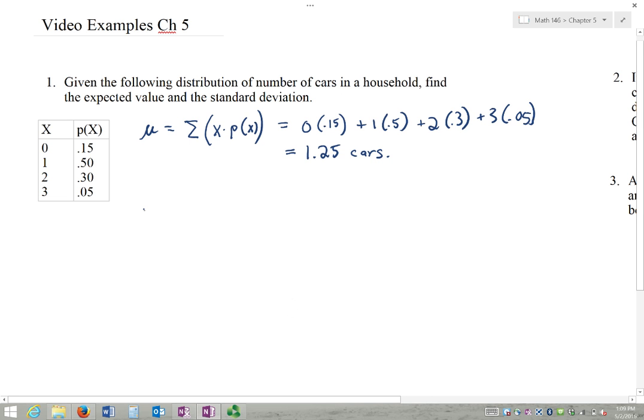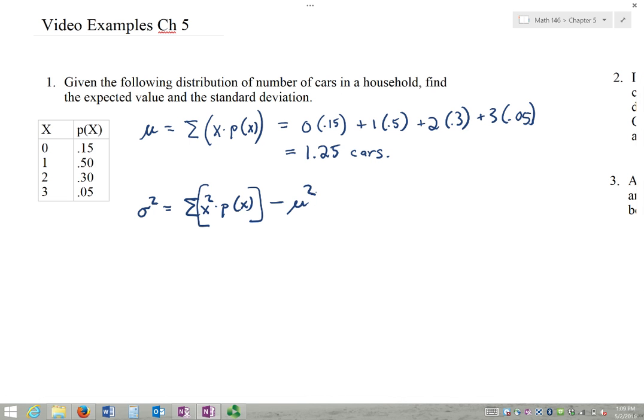Now, the variance, a little more work involved there. What we need to do is find x squared times p of x, and then find the mean squared. There's a saying for variance. No matter what type of distribution you're dealing with, variance can be thought of as the mean of the squares minus the square of the mean. That is essentially what variance is.